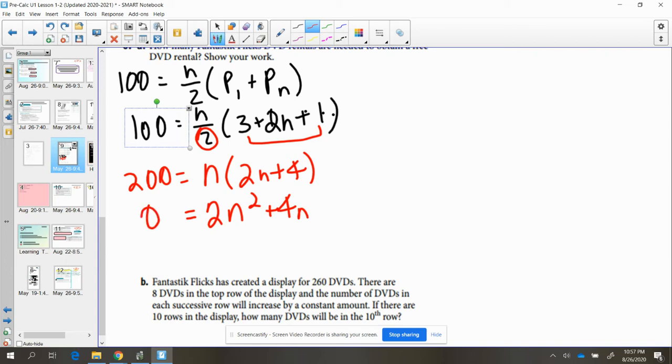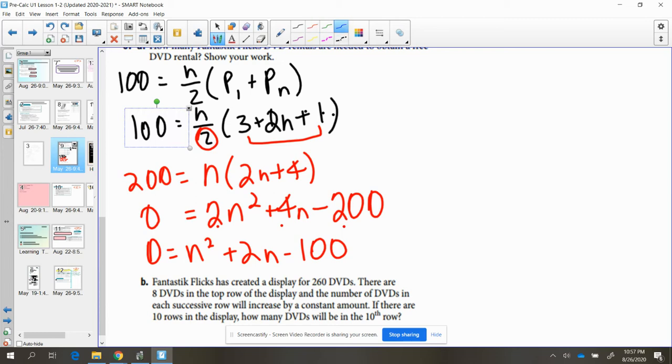And I'm going to bring this 200 over using subtraction, so that hopefully this is jarring your memory. Oh man, looks like we are going to have to solve, aka do some kind of factoring or quadratic formula. Now to simplify a little bit more, everything here is divisible by 2. Notice we have a greatest common factor between them of 2, and dividing everything by 2, we end up with n squared plus 2n minus 100. Now unfortunately, there are no really nice, pretty integers that multiply to be negative 100 and add to be 2.